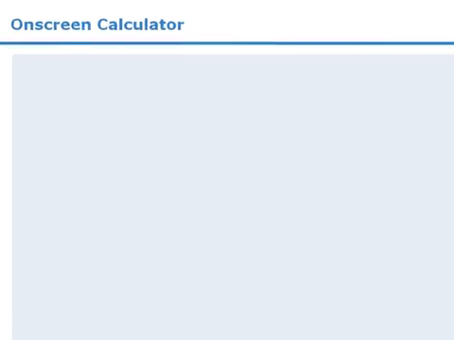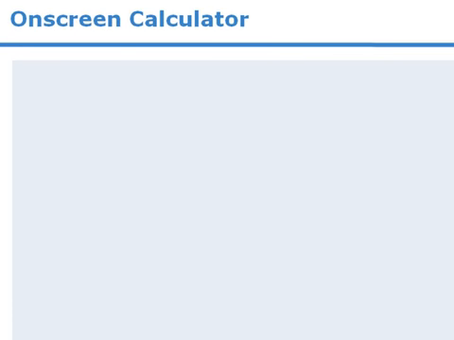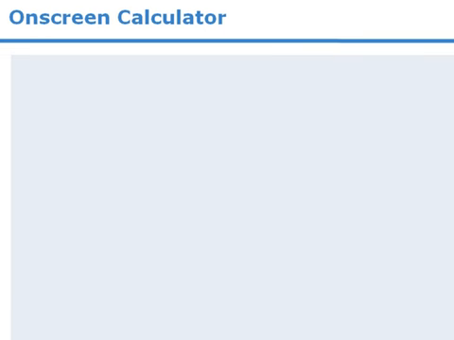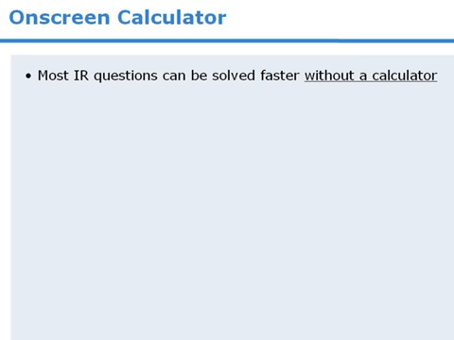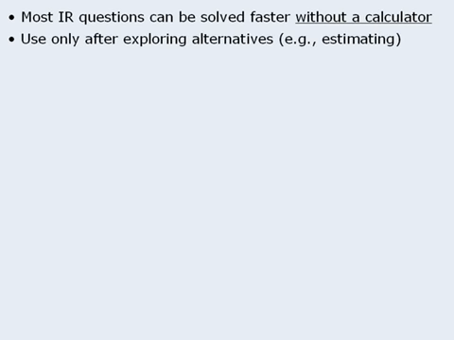In this lesson, we'll take a close look at the on-screen calculator that's available in the Integrated Reasoning section of the GMAT. However, before we do that, I'd like to point out that most, if not all, integrated reasoning questions can be solved faster without using a calculator. So you should use the calculator only after you've explored other, faster options, such as rounding and estimation.